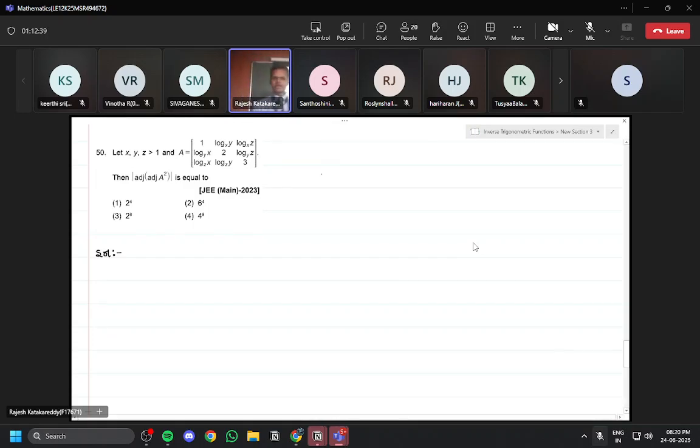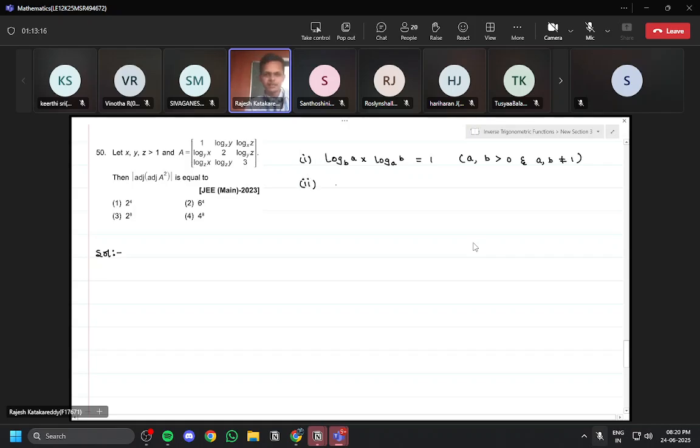If anybody doesn't know which properties we should use, let me write the two properties we are using in this problem. One is log A base B into log B base A must be equal to 1, given that A, B are greater than 0 and A, B is not equal to 1, right? So this is the first thing we will use, the change of base theorem in logarithms.